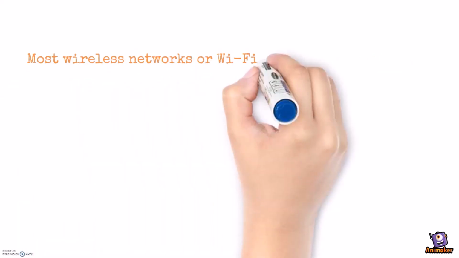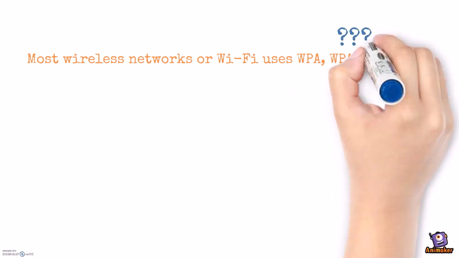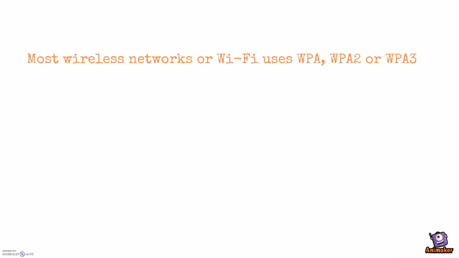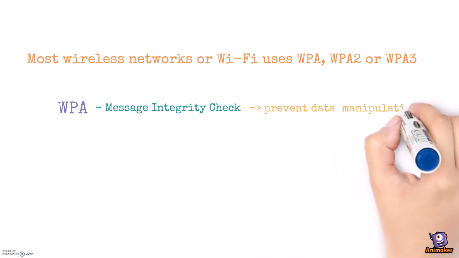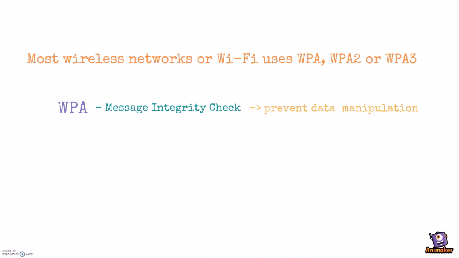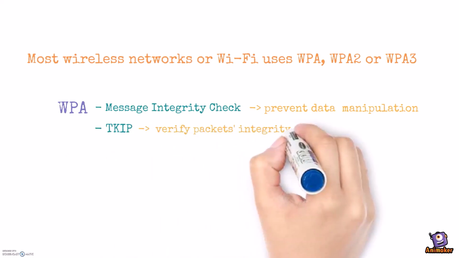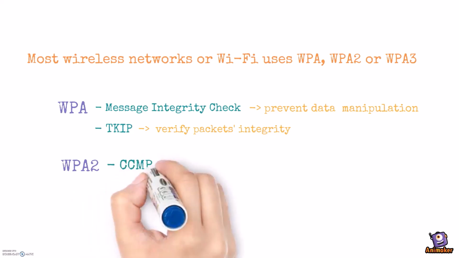Most wireless networks or Wi-Fi use WPA, WPA2 or WPA3 security protocols to ensure the privacy of the users. For instance, WPA uses a message integrity check, which is used to prevent an attacker from altering and resending data packets. It also uses an algorithm called TKIP to verify the integrity of the packets. WPA2 uses CCMP and AES-based encryption to protect the privacy of users.